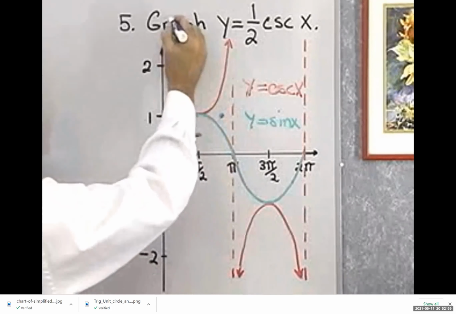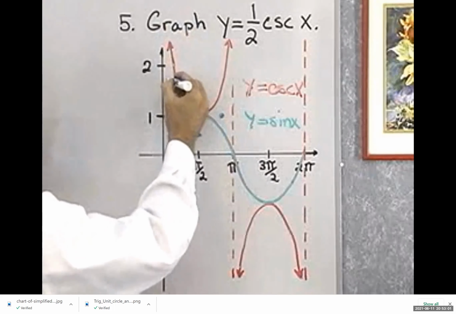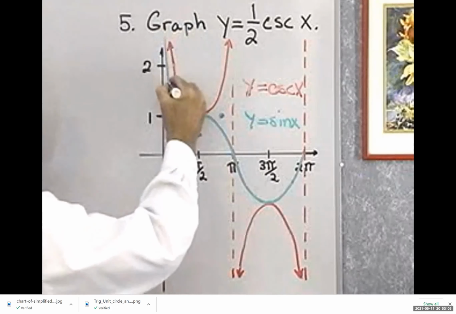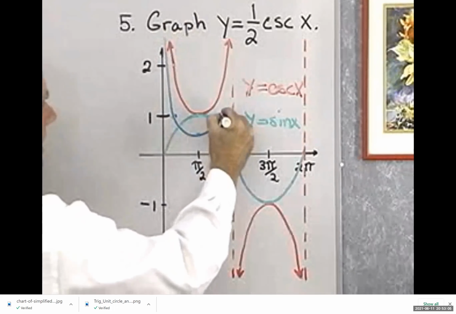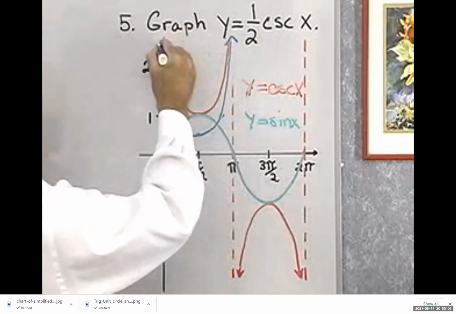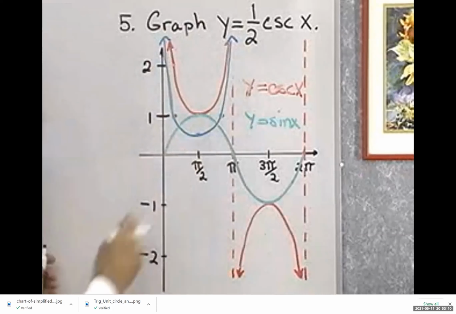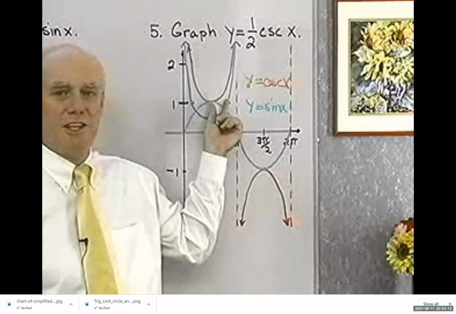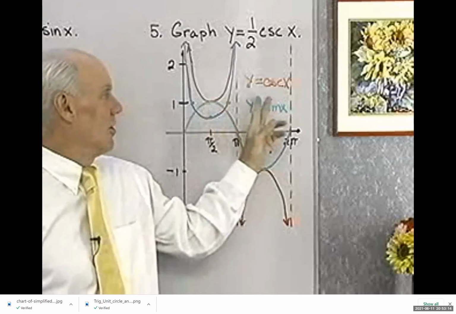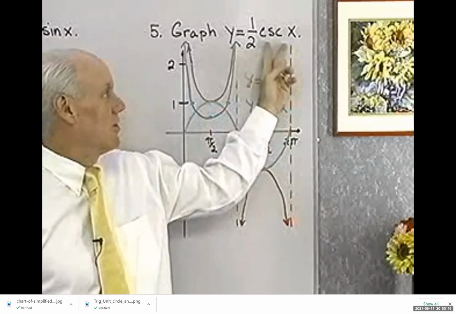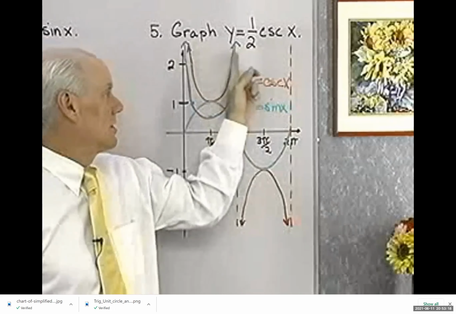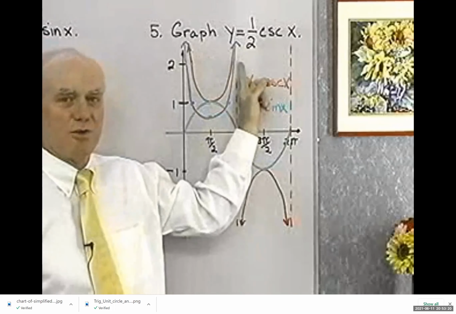And the higher up I go, half of each of those things is going to drop it down a little bit. So if I sketch this graph that looks like this, these y values are all approximately 1/2 of these y values right here. So I can get the graph of y equal 1/2 cosecant by first graphing my cosecant curve and then taking 1/2 of all those y values.